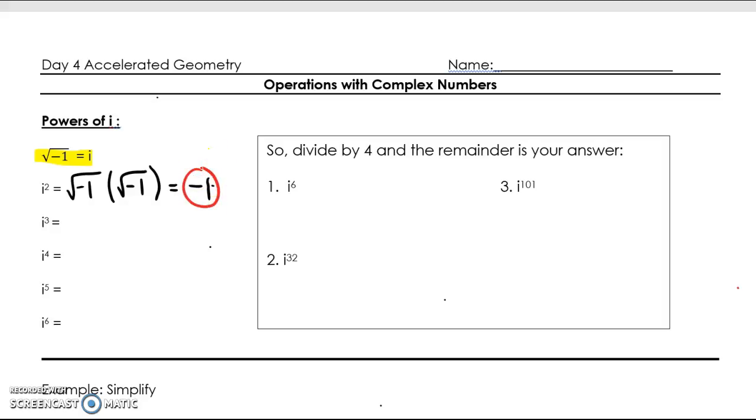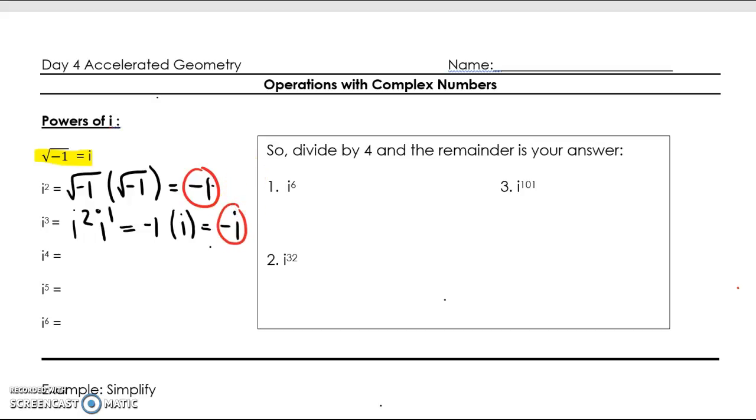So now let's think about i cubed. Well, i cubed is going to be the same thing as i squared times i to the first, because we take the two exponents, the 2 and the 1, and add them together, and that's how we get i cubed. We break it up because i squared, we know from previous, was -1. -1 times i is going to give me -i.